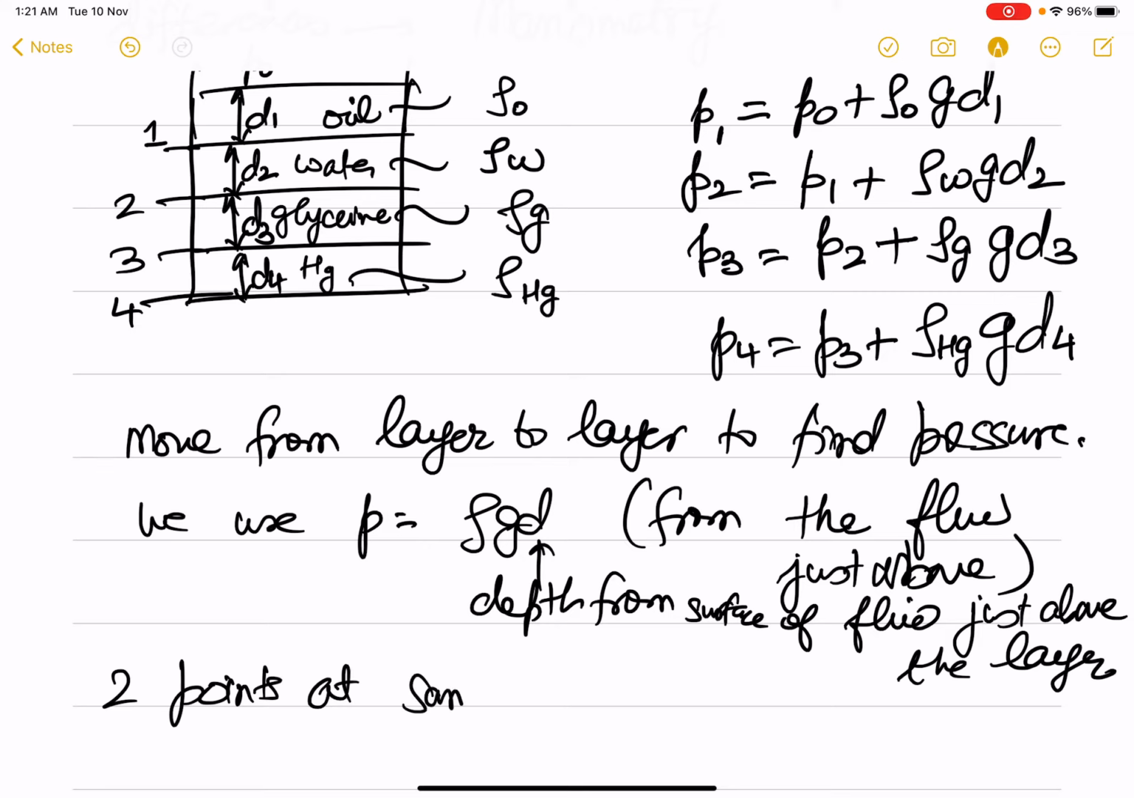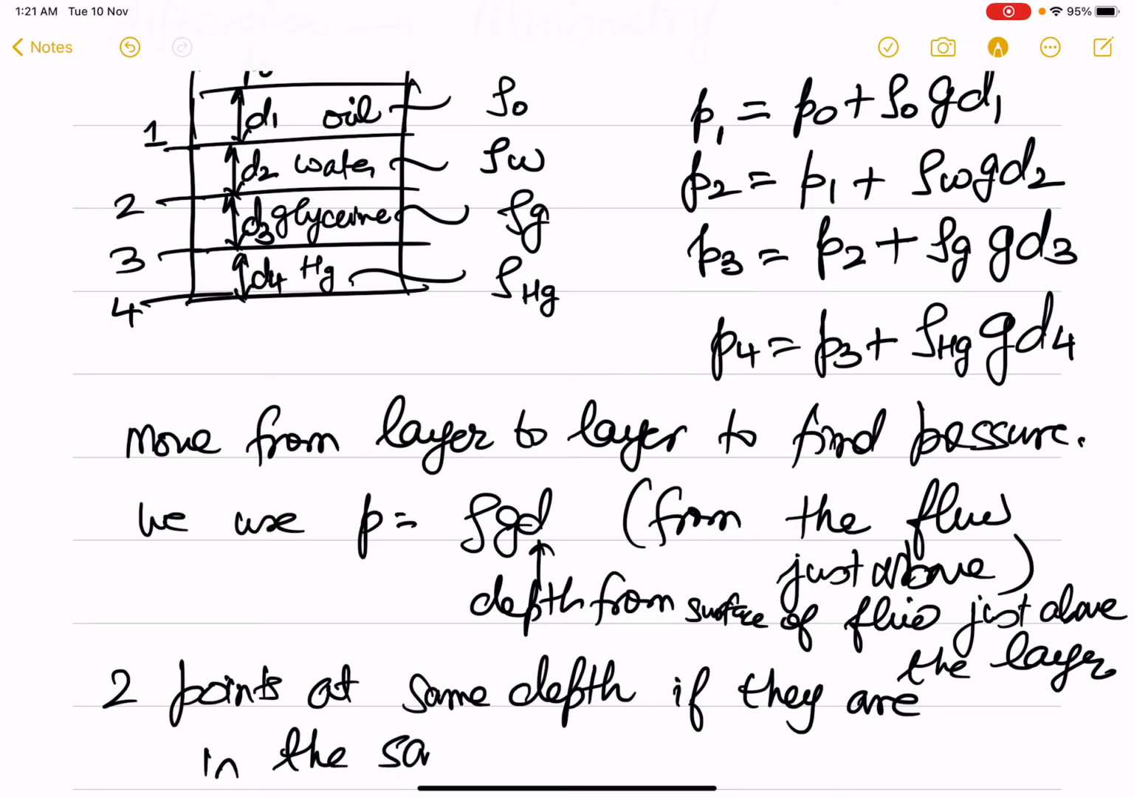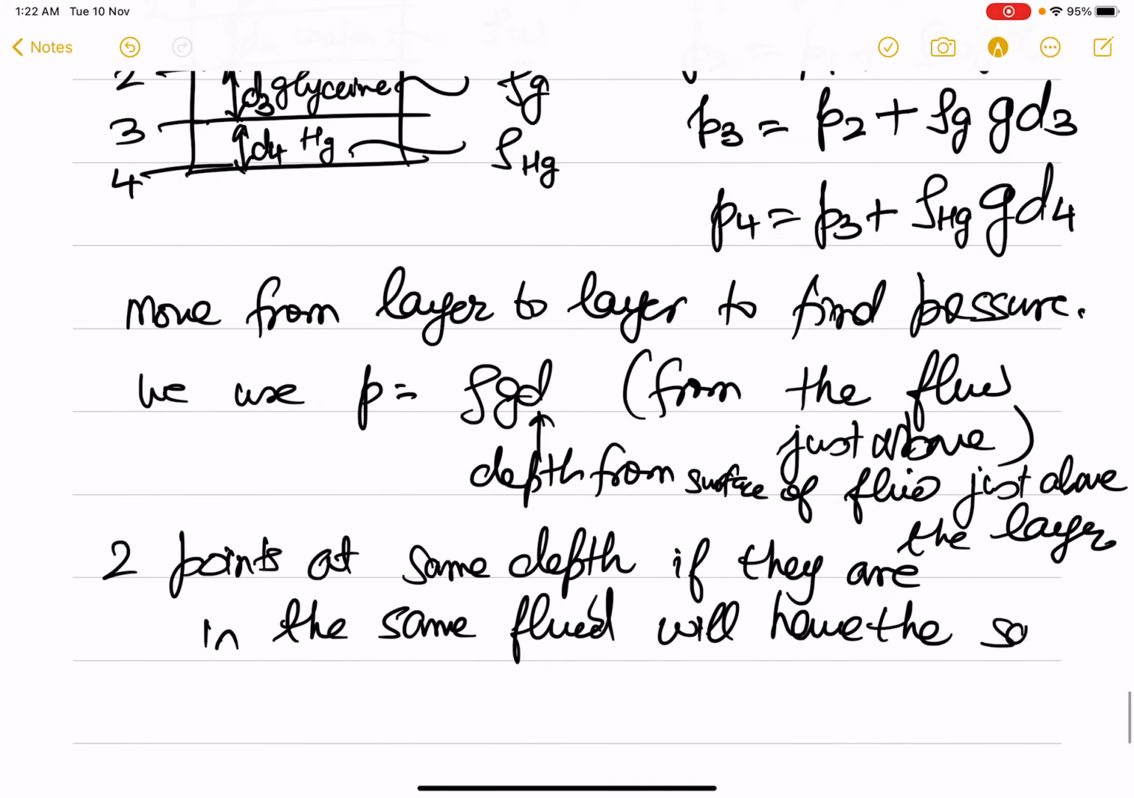And 2 points at the same depth, if they are in the same fluid, will have the same pressure.